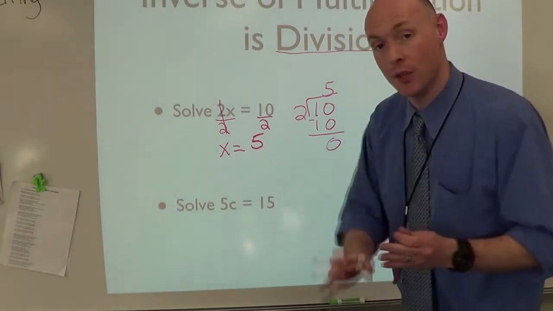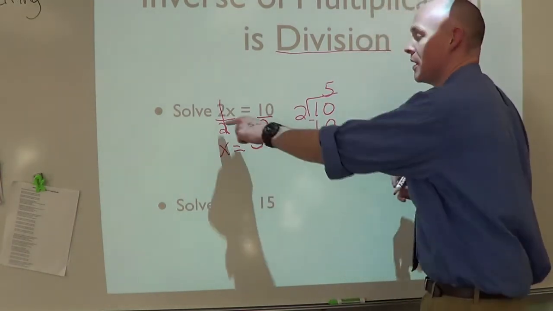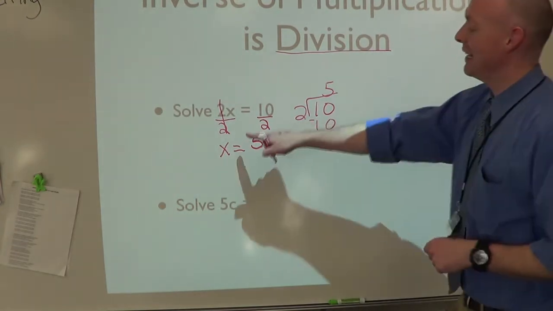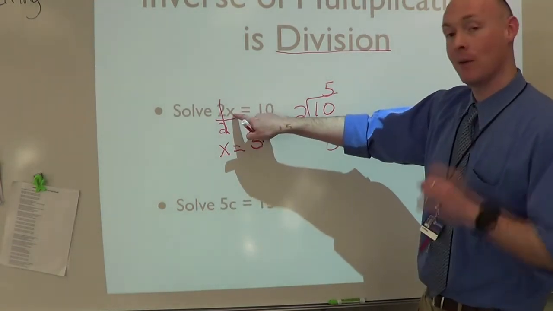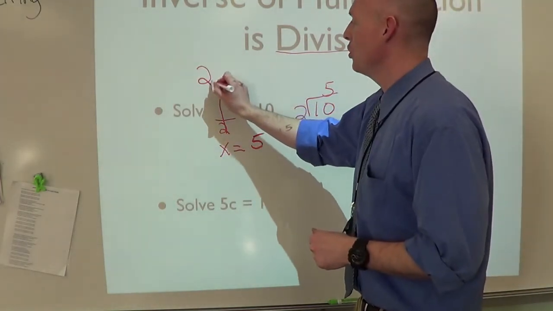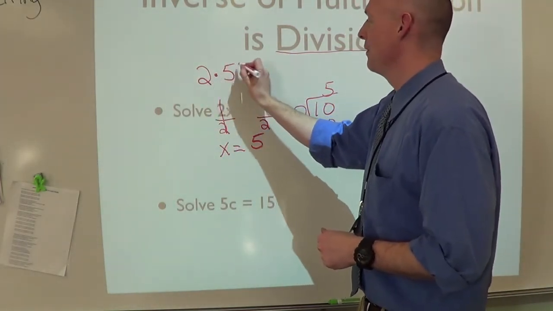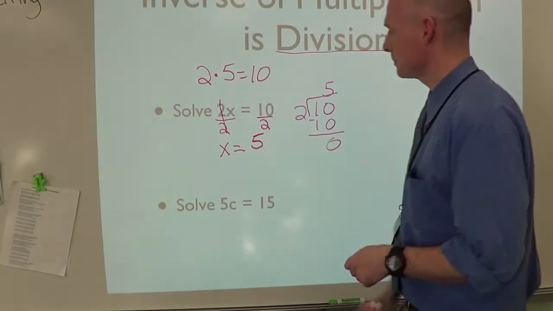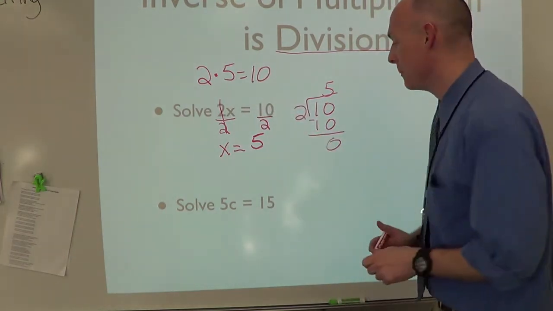I think it's right. The only way to be sure is to double check the work. So here I'm going to plug in x being 5. I'm going to put 5 in instead of x. Does 2 times 5 equal 10? It does. We're good to go.